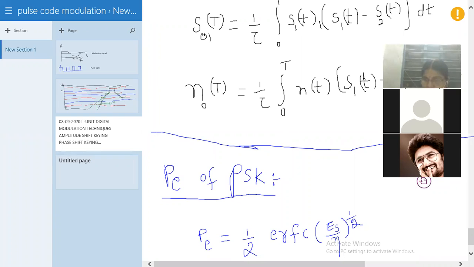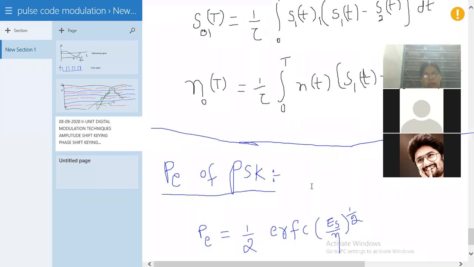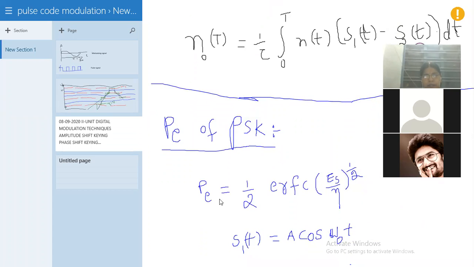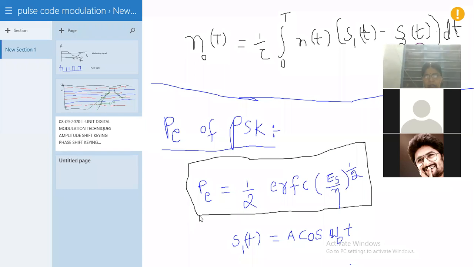In the previous class yesterday I talked about the matched filter, and now we are talking about the correlation receiver. Okay. So here we can now find out the probability of error of phase shift keying signal. Probability of error of phase shift keying. So here we can indicate that PE, the probability of error, is equal to 1 by 2 complementary error function of Es by eta, whole to the power of 1 by 2. Already you derived this expression for the matched filter. Yesterday in class we derived this, right? Did you derive this expression for the matched filter?